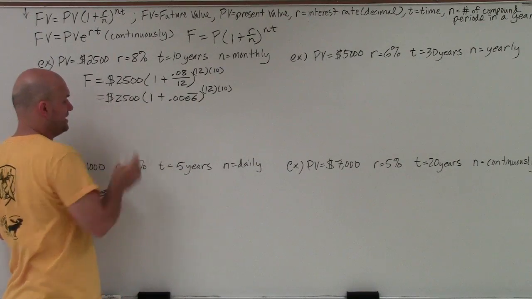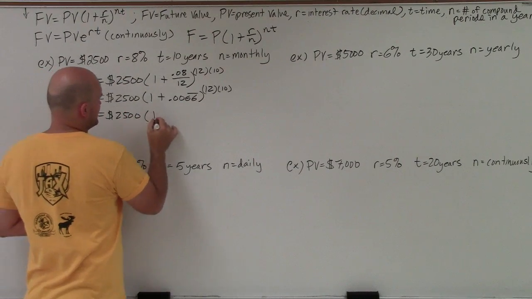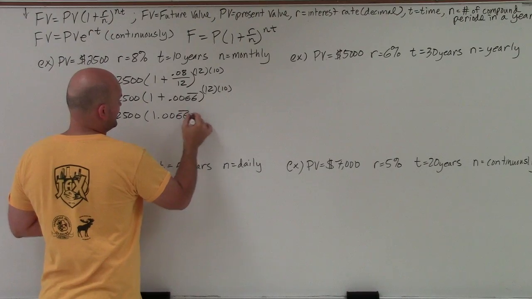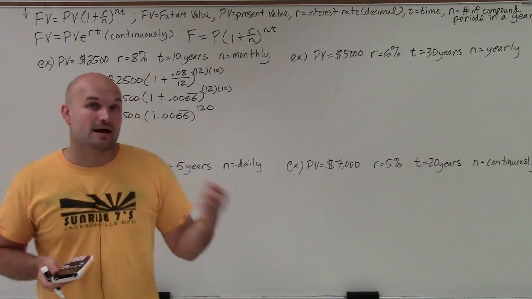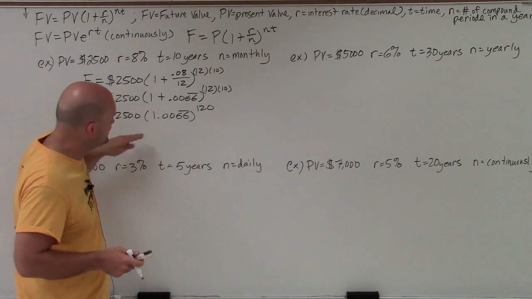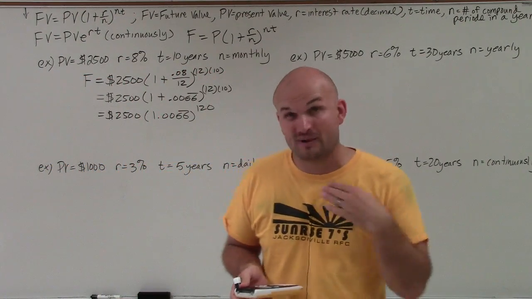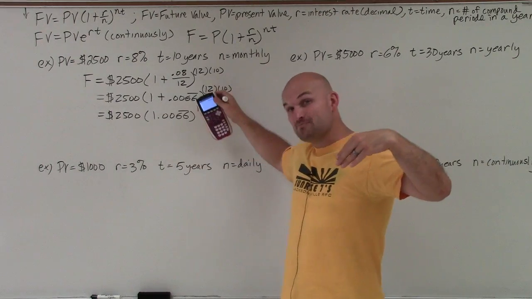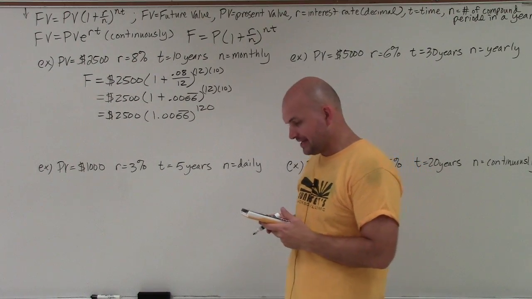Then I'm going to take this value and add it to 1, which fortunately for me is pretty easy. That's going to be 1.0066 repeating, raised to the 12 times 10, which is 120. Now again, another big mistake is if students don't follow the order of operations. They want to multiply these two numbers before raising 1.0066 repeating to the 120th power. We have to do that first because of PEMDAS: parentheses, which we've already completed, exponents, and then multiplication and division.